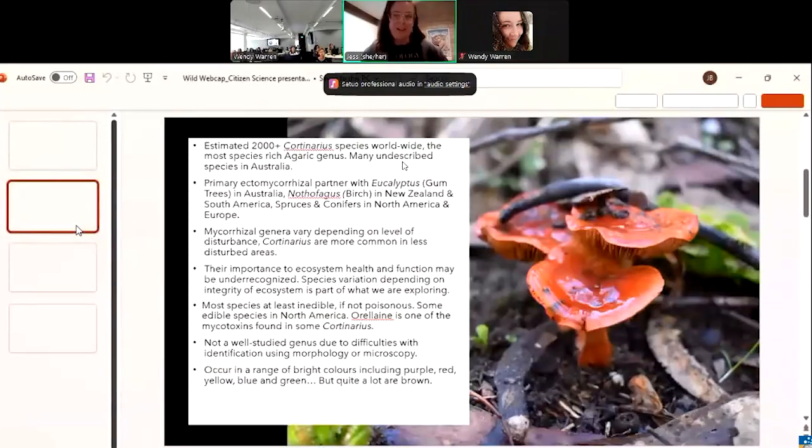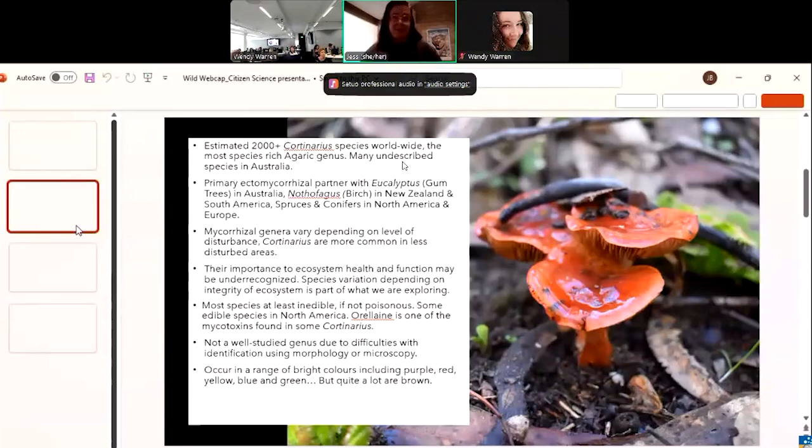So Cortinarius is thought to be the largest agaric genus of fungi in the world. Agarics are your classic mushroom-shaped fungi, so they have a cap and a stem and they look vaguely like what you would buy at a shop, like button mushrooms. It's estimated that there are between 2,000 to 3,000 species of Cortinarius across the world, and they occur in Australia, obviously, in New Zealand, the Americas, and across Europe as well.